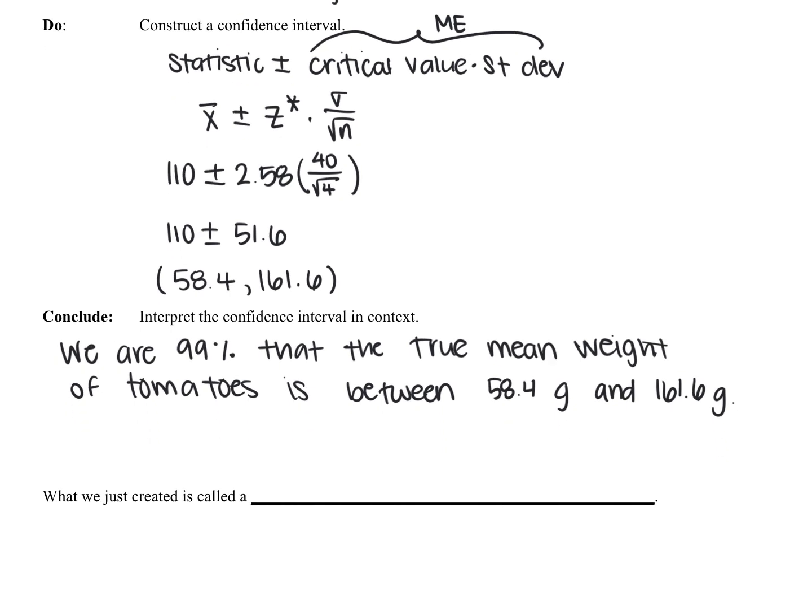So what we just did is called a one sample Z interval for means. Just like we had a one sample Z interval for proportions, now we have one for means.